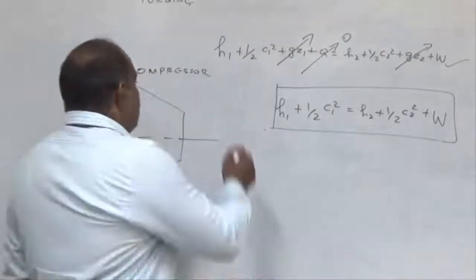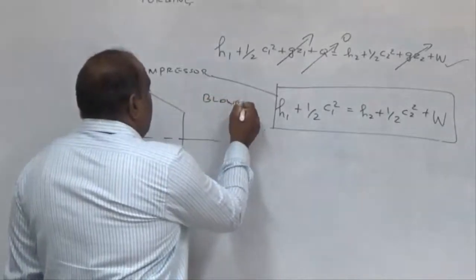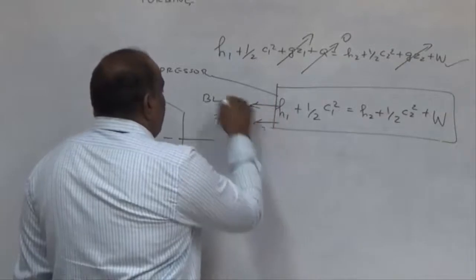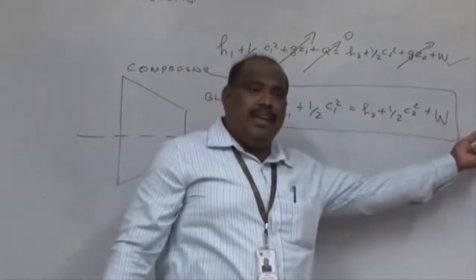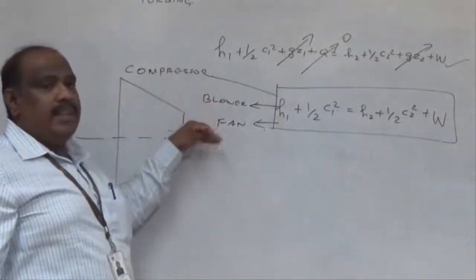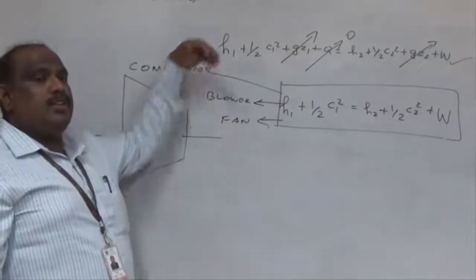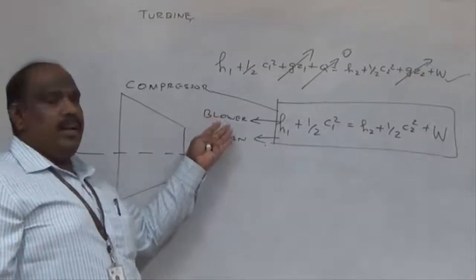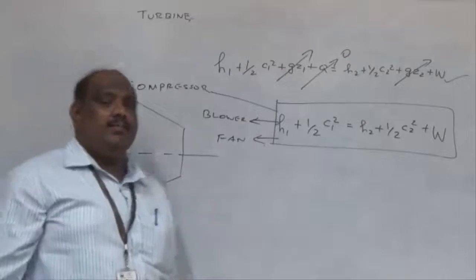Similarly, this formula holds good not only for a compressor, but also for a blower and a fan. So what is the difference between blower, compressor, and fan? All are work absorbing devices. W will be negative. But the difference is the pressure ratio. It is only the pressure ratio. In case of a compressor, the pressure ratio will be very high, say more than 6 or 10. In case of a blower, it will be 1.15 like that. A fan is hardly greater than the atmospheric pressure.